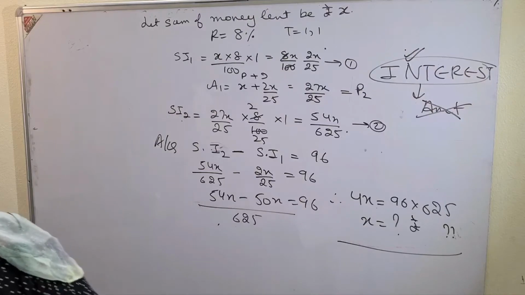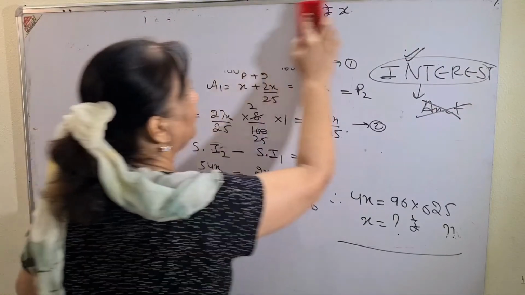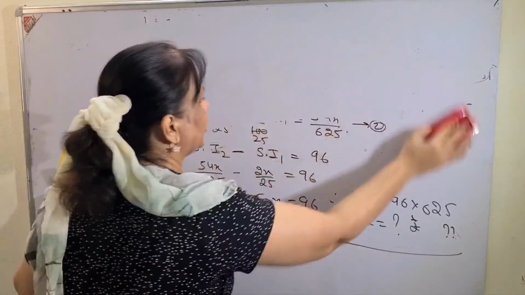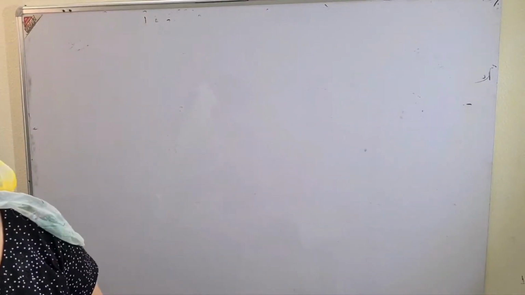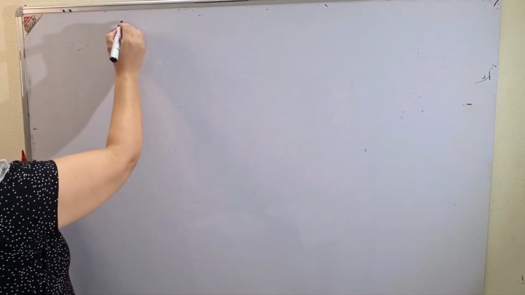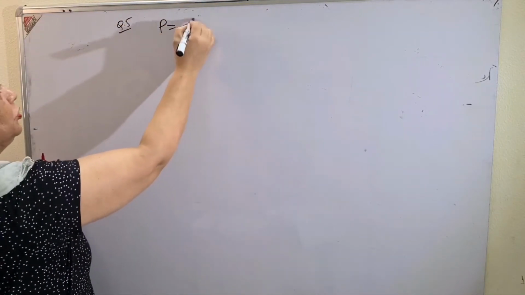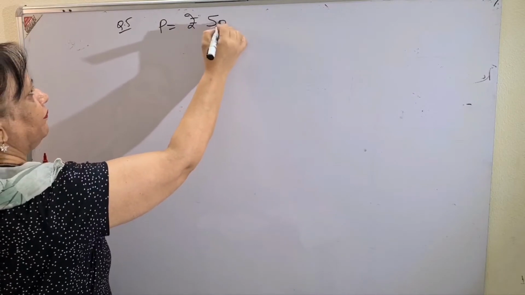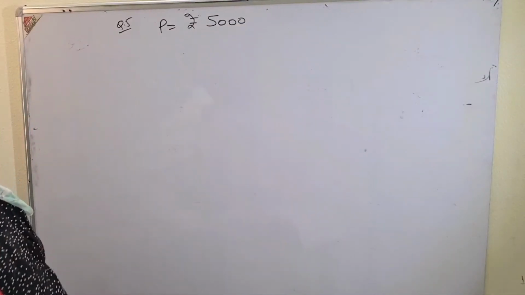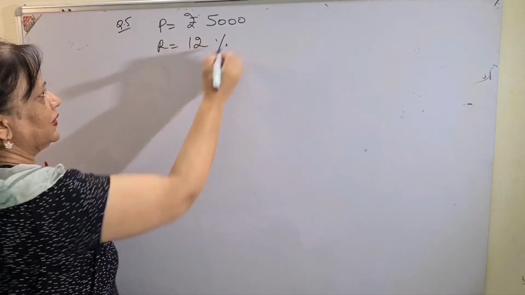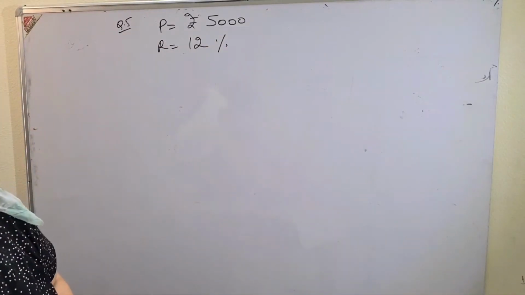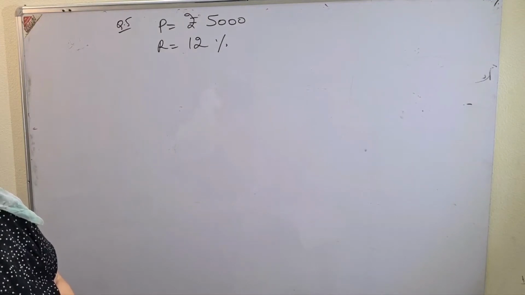Then come to question number 5 of the same exercise 2b, page 33. So I am going to the question. A man borrows rupees 5,000. So in question number 5, principal is rupees 5,000, and then it says at 12% CI, rate is 12%, and compound interest payable every 6 months.